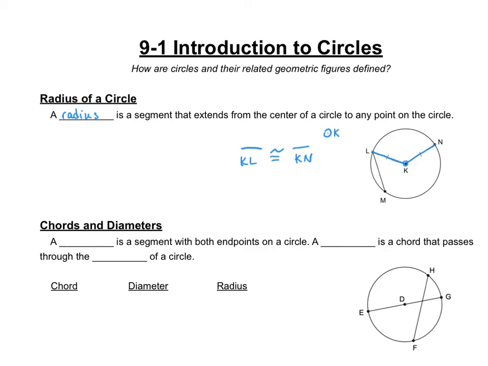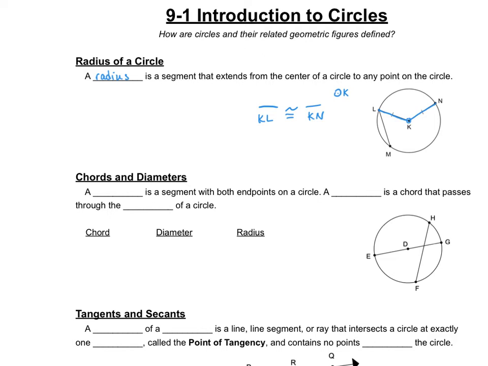Now, talking about chords, a chord is a segment with both endpoints on the circle. So a segment with both endpoints on a circle. So that chord is, we start here from H and F, both H and F are on the circle. And we also have here E and G. That is also a chord.